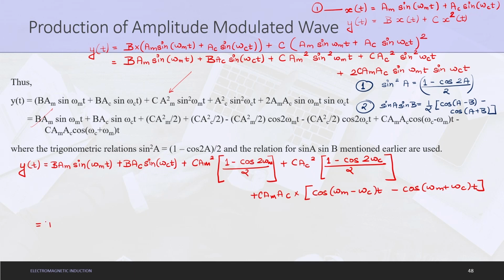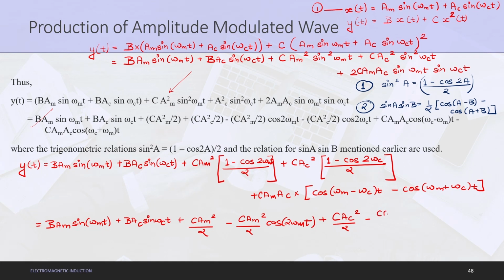After this point it is B A M sin omega mt plus BAC sin omega ct plus CAM square by 2 minus CAM square by 2 cos of 2 omega mt. There will be a t here, plus CAC square by 2 minus CAC square by 2 cos of 2 omega ct, plus CAM AC cos of omega m minus omega c into t minus cos of omega m plus omega c into t.